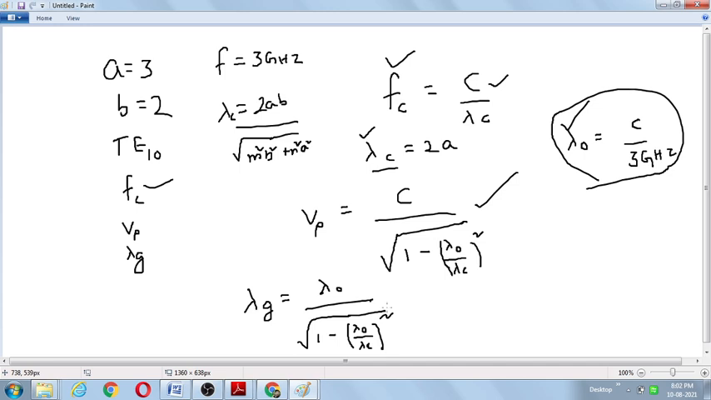These are purely JNTUK previous paper questions. It's not GATE related questions. So purely formula based questions. Please try to concentrate on these questions. Okay, it is easy to solve with the help of a little bit of simple concepts. Lambda c value, fc value, lambda z value, and impedance formulas. Based on these formulas, it is easy to calculate. Thank you.